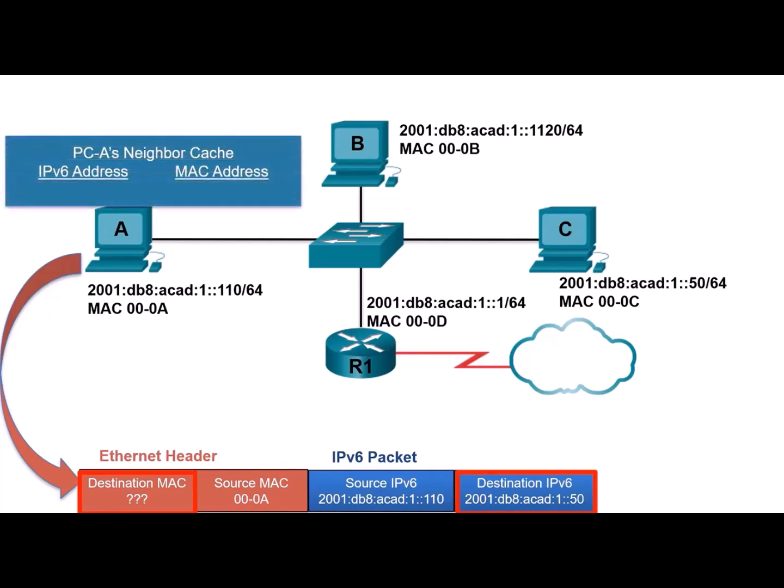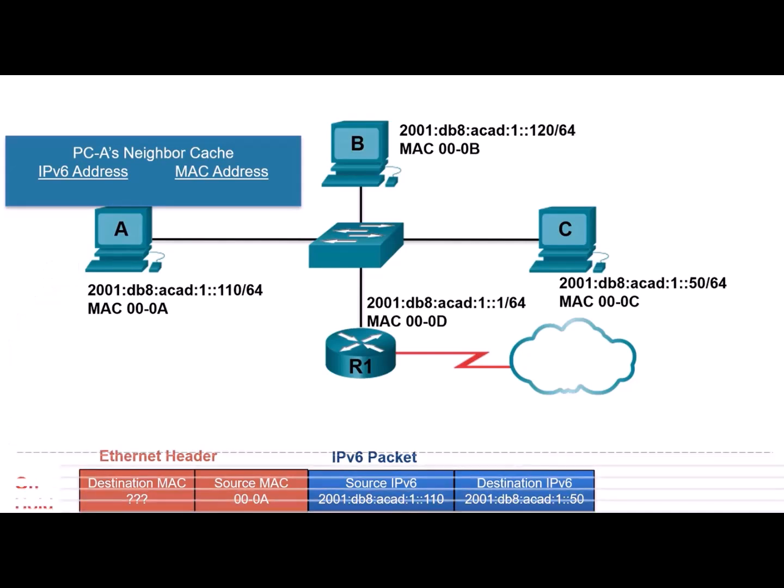Host A examines its neighbor cache to see if there is an entry for this destination IPv6 address. Similar to an ARP table, the neighbor cache maps IPv6 addresses to MAC addresses. For simplicity's sake, MAC addresses are shown here as 4 hex symbols instead of the usual 12. As we can see, there is no MAC entry associated with this IPv6 address.